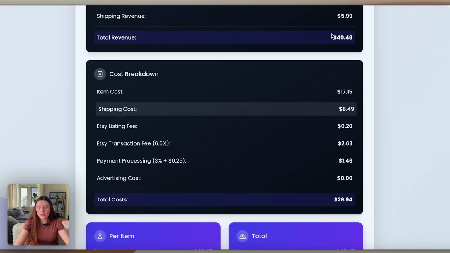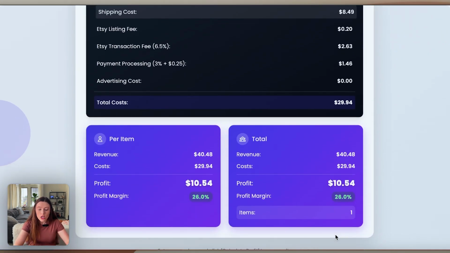Now that we know that the customer's paying about $40.48 and we would have to pay $29.94, you can scroll down a little bit further and you will see what your profit margin is for this product, assuming that you listed something similar to this. Your profit margin would be 26%, so $10.54, which is a super healthy print on demand margin. And typically speaking, anytime you can get above like 20% up to 40% is phenomenal.